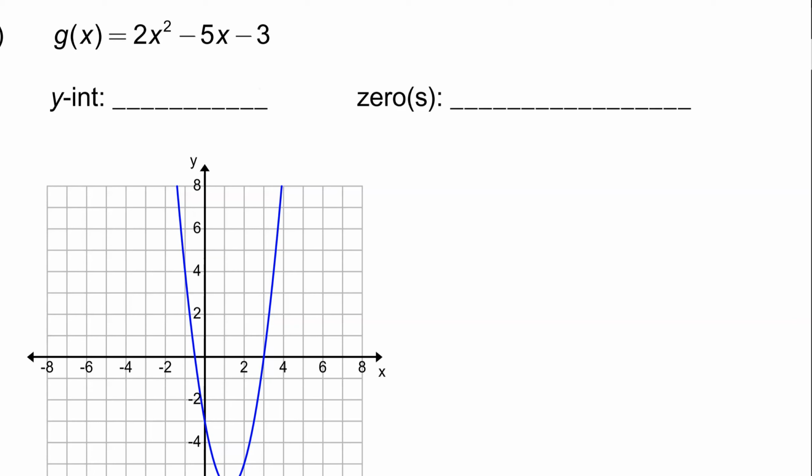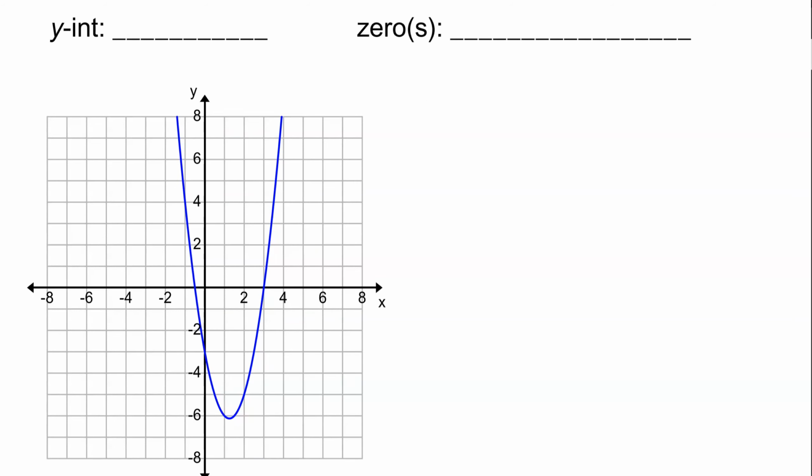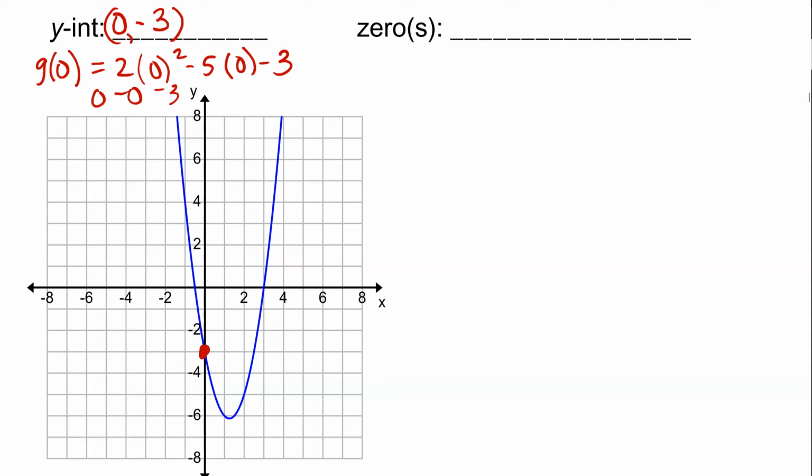Let's do this next one. So, same things. Find the y-intercept, find the x-intercepts, find them algebraically. So first we'll look at the graph, do it, and then we'll prove it by algebra. So first, let's find the y-intercepts. Where am I crossing the y-axis? 0, -3. Cool. And if I want to prove it algebraically, I just plug in 0 for x. So you have 0 minus 0 minus 3 is -3. Okay, cool. Check, check.